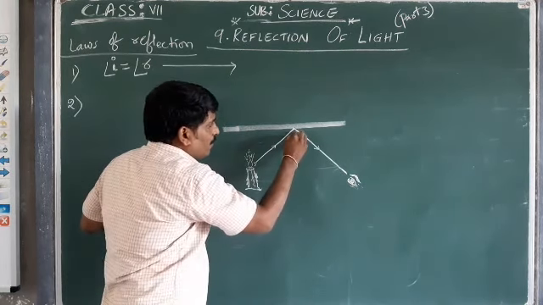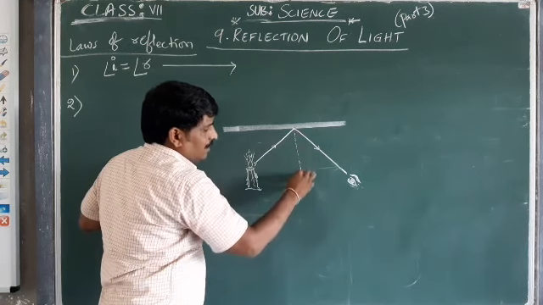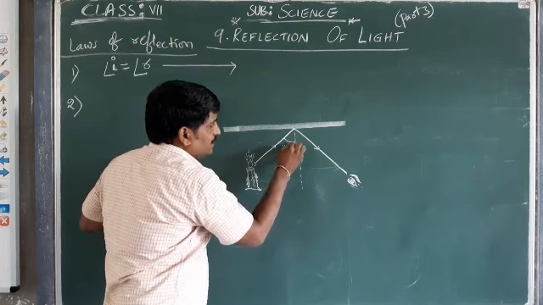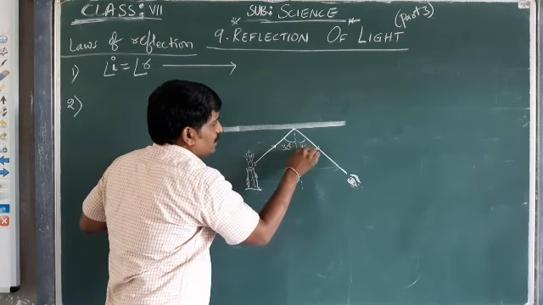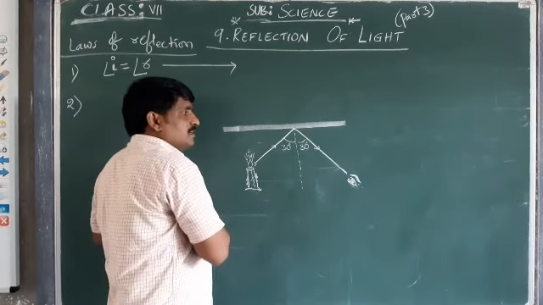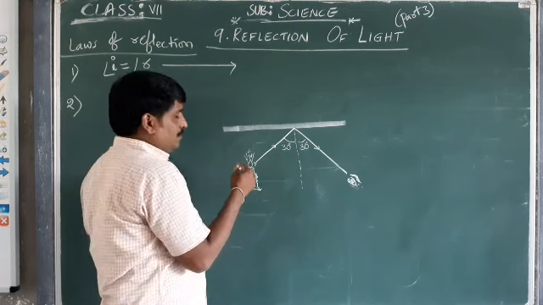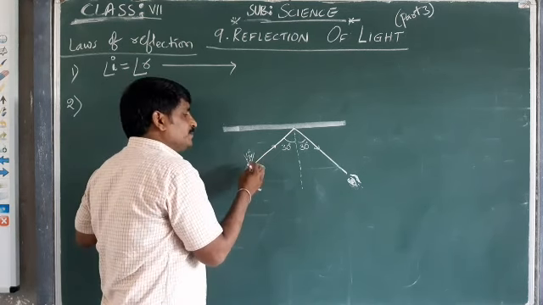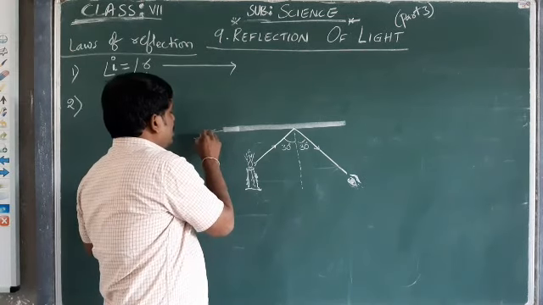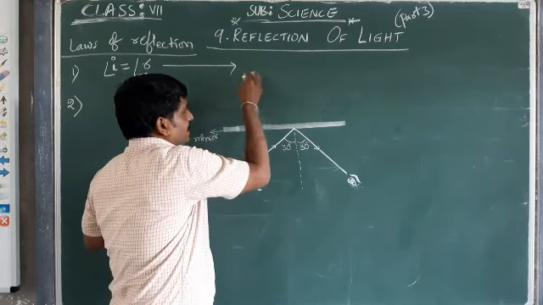If you draw the imaginary line, you will notice that the angle of incidence is 30 degrees and the angle of reflection is also 30 degrees. But what we see by extension is the image of the candle, treating this as a mirror. The image of the candle is seen here.